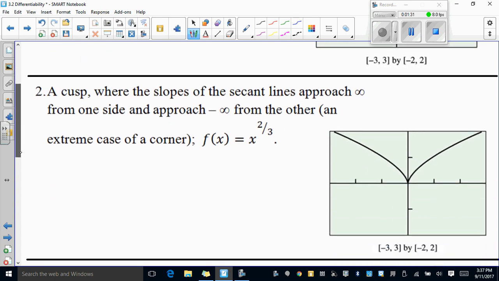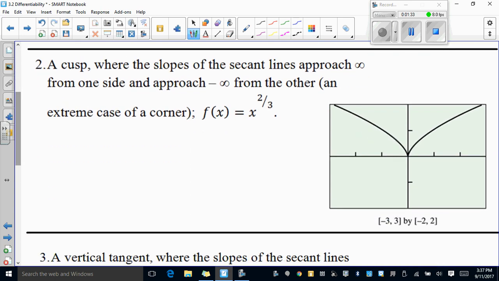The second one is a cusp, where the slopes of the secant line approach infinity from one side and negative infinity from the other side, an extreme case of a corner. Basically what we're seeing is, as it's getting closer and closer to 0, the slope is increasingly getting larger to the point that it looks like it's almost going to go into a straight line or even become that axis. So this is going to be the cusp. It looks like a corner, but not quite a corner.